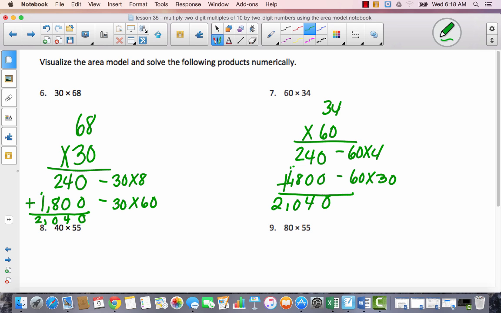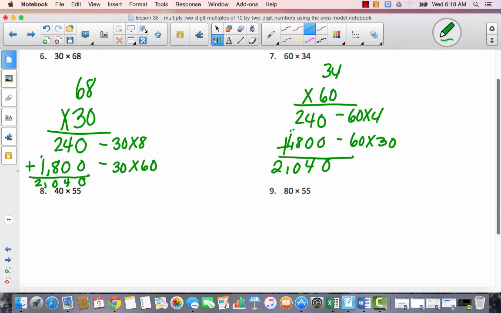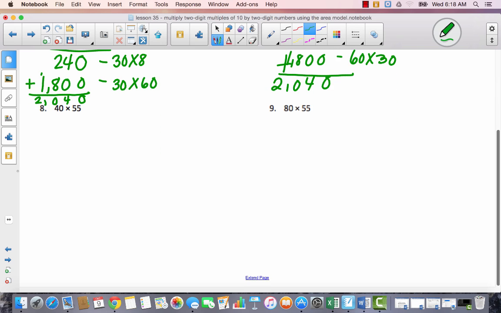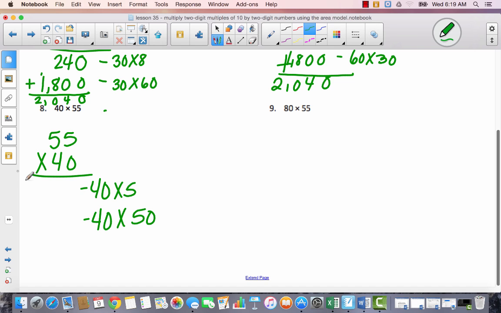All right, so let's scroll down a little bit here so that we have some room to do the bottom. All right, so now we're going to do 55 times 40. Just remember when you're setting up your problem that you're always putting the multiple of 10 on the bottom. So 55 times 40. All right, so now I've got 40 times 5 and 40 times 50. All right, so 40 times 5 is 200, and 40 times 50 is 2,000. So when I add those together, I get 2,200.